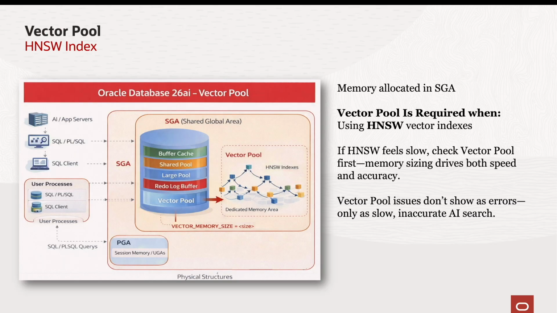As we've said, the HNSW vector index type lives entirely in memory, inside the vector pool. Now this is a new, dedicated memory area within the SGA. If you're using HNSW indexes, the vector pool is not optional, but its size directly affects performance and accuracy. If HNSW searches feel slow, the first thing to check is vector pool sizing. Too little memory doesn't raise errors, it just results in slower searches and poorer recall. So from a DBA perspective, this is critical. Vector pool issues don't show up as failures, they show up as AI searches that just feel slow or inaccurate.